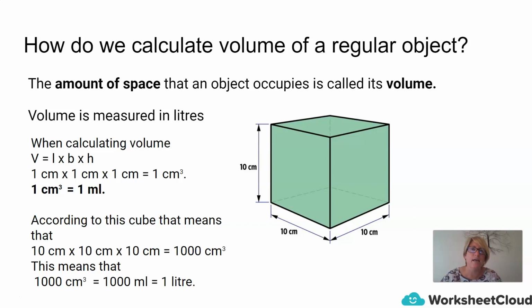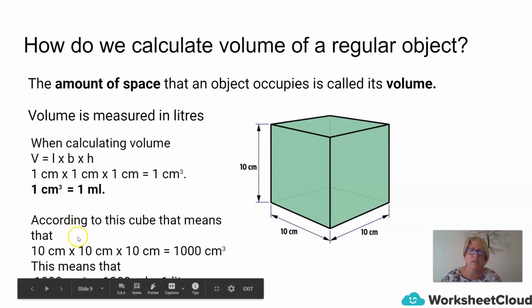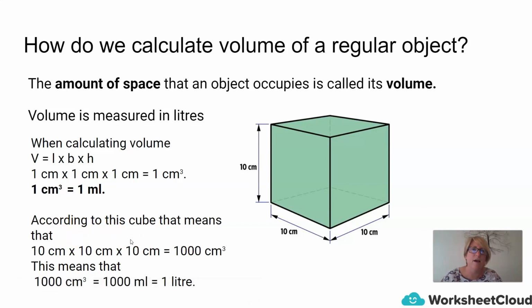So just to check that we understand how to calculate volume, according to this cube, how would we calculate it? Volume equals length times breadth times height. So that's 10 centimeters times 10 centimeters times 10 centimeters. So that means we are going to have 1,000 centimeters cubed. And 1,000 centimeters cubed is equal to 1,000 milliliters, and 1,000 milliliters is equal to 1 liter. So that is how we are able to calculate the volume of a regular object.